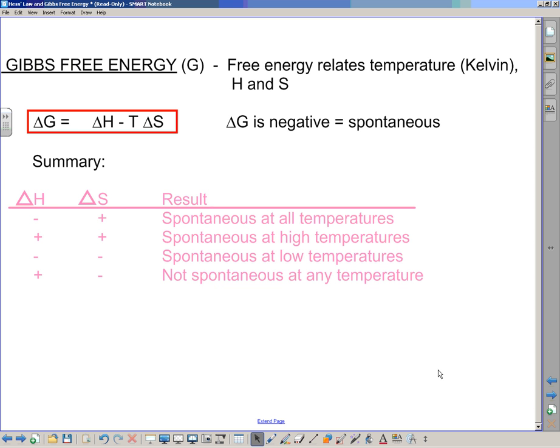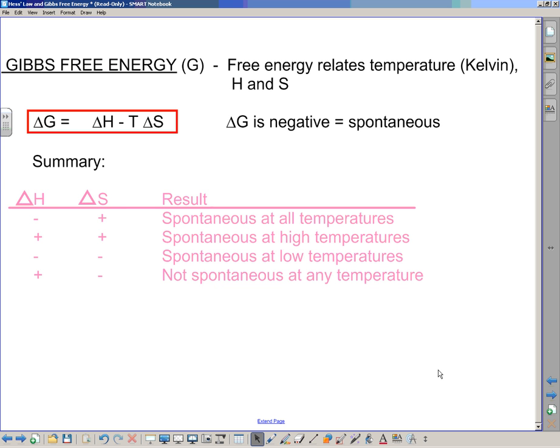Then, when delta H is negative, so we're back to exothermic, but delta S is negative, so now our products are more organized, less randomized than our reactants. That'll only be spontaneous at very low temperatures. And then finally, the last one, we have an endothermic process that ends up being more organized with our products. That's not going to be spontaneous at any temperature. You have to have an outside influence on that one.